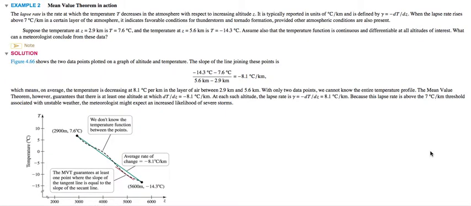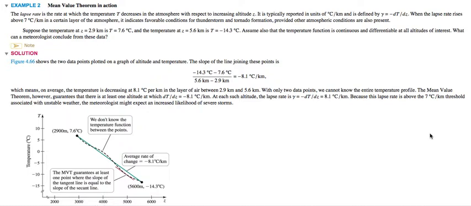So let's take a look at example 2, the mean value theorem in action. The lapse rate is the rate at which the temperature T decreases in the atmosphere with respect to increasing altitude Z. It is typically reported in units of degrees Celsius divided by kilometers, and is defined by gamma equals negative dT over dZ. When the lapse rate rises above 7 degrees Celsius per kilometer in a certain layer of the atmosphere, it indicates favorable conditions for thunderstorm and tornado formation, provided other atmospheric conditions are also present.